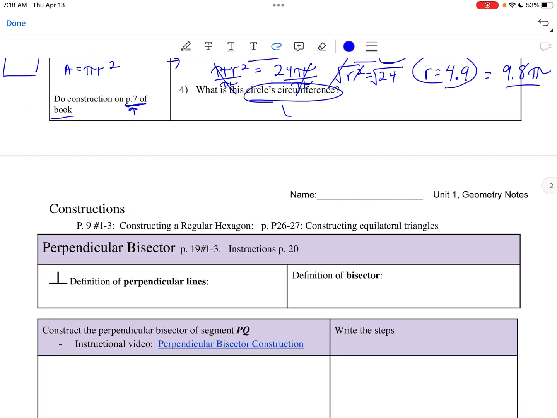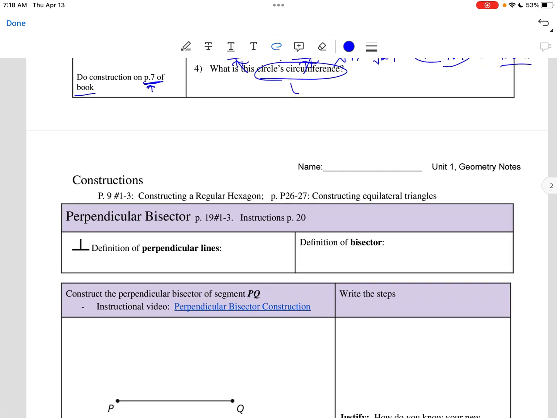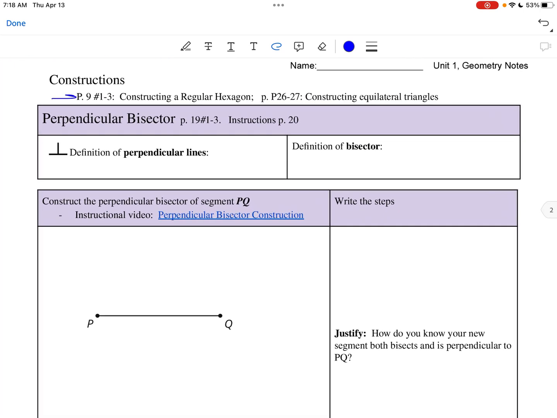Okay, and then the next page is a few definitions. We did this in our book. It's part of the homework assignment, those problems. The definition of perpendicular lines. So this is the symbol for perpendicular. And it makes sense because that symbol makes a little right angle, two right angles. So perpendicular lines are lines that intersect at 90-degree angles.